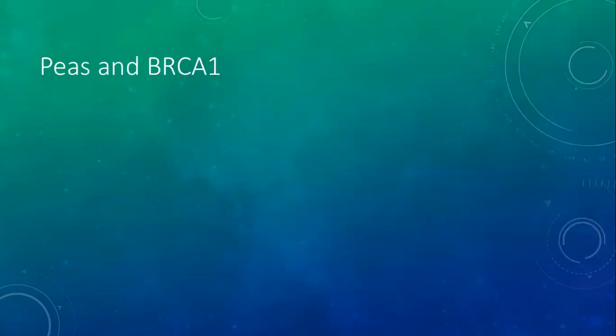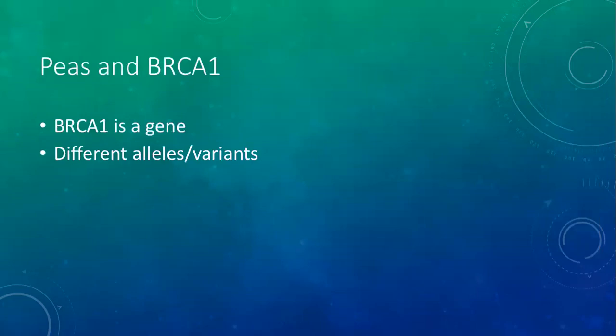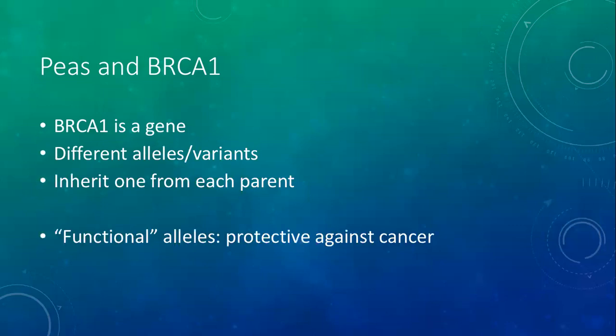Okay, but let's get back to BRCA1. What does this whole X-course on peas have to do with BRCA1? Now, BRCA1 is a gene. So there are different alleles, different variants of this gene, and you inherit one allele from each of your parents. Now, if you're lucky and you only inherit functional alleles, this means you're actually protected against cancer. So the functional alleles of the BRCA1 gene are protective against cancer.